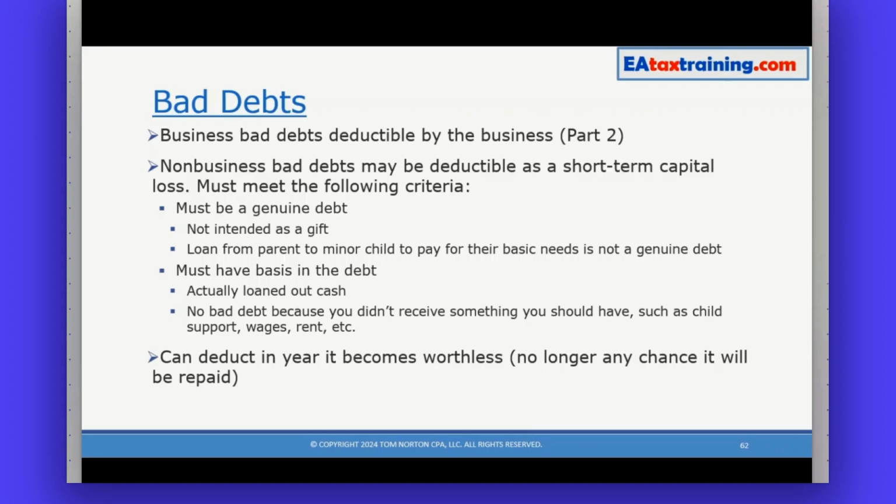The second thing is you must have basis in the debt, which means you've actually loaned out cash. You can't get a bad debt because somebody didn't pay you something they were supposed to pay you. Maybe they were supposed to pay you child support and they didn't. Well, that is not a bad debt. You don't get to take a deduction for that on your taxes. You can deduct the debt as long as it meets those criteria: it's a genuine debt and you have basis in the debt. You can deduct it in the year that it becomes worthless, which means there's no longer any chance it will be repaid. That's what worthless means.